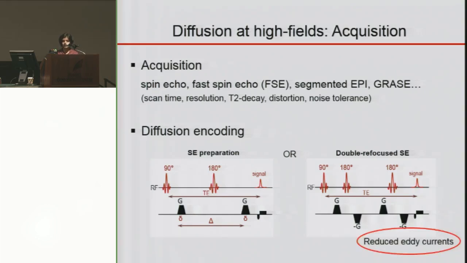And the advantage of using the second scheme is that we can reduce the effect of eddy currents, which can be problematic at high fields. And this is simply because here we are using these positive and negative pairs of gradients, which can cancel out some of the effects of eddy currents.